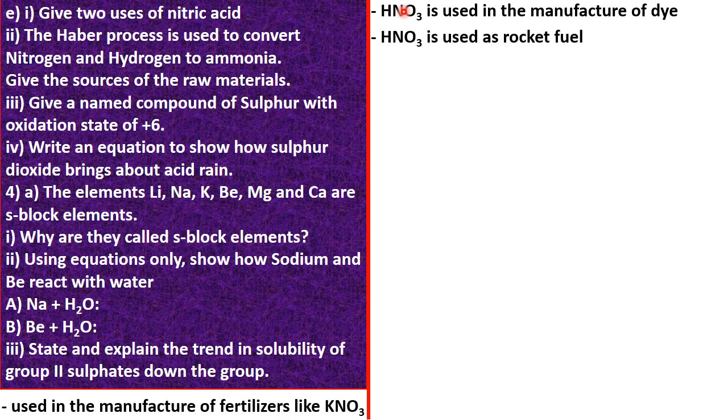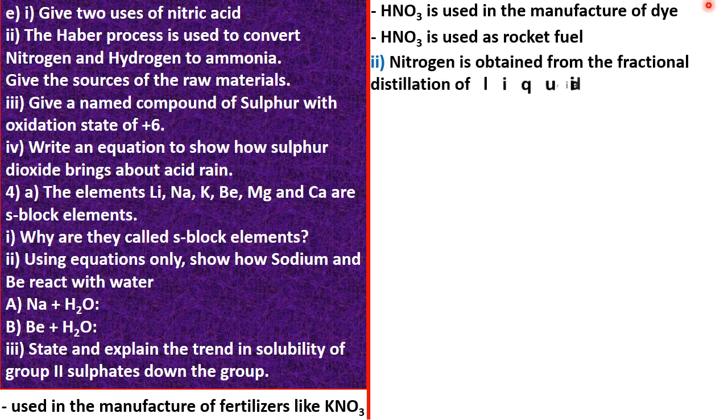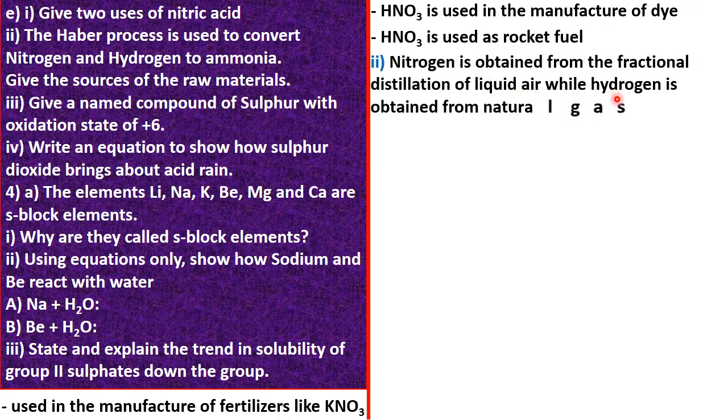Okay, now let's look at the next question. The next question is asking us where we can get the raw materials needed for the industrial production of ammonia, which are nitrogen and hydrogen, but we have to tell them the source of those raw materials. Okay, so let's start with nitrogen. Nitrogen is simply obtained from the fractional distillation of liquid air, while hydrogen gas is obtained from natural gas. Okay, these are the sources.